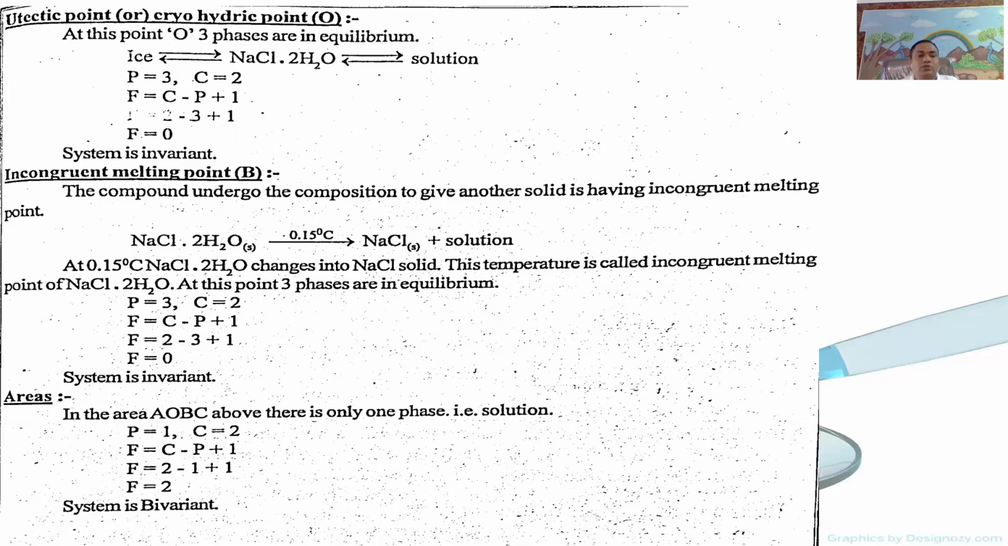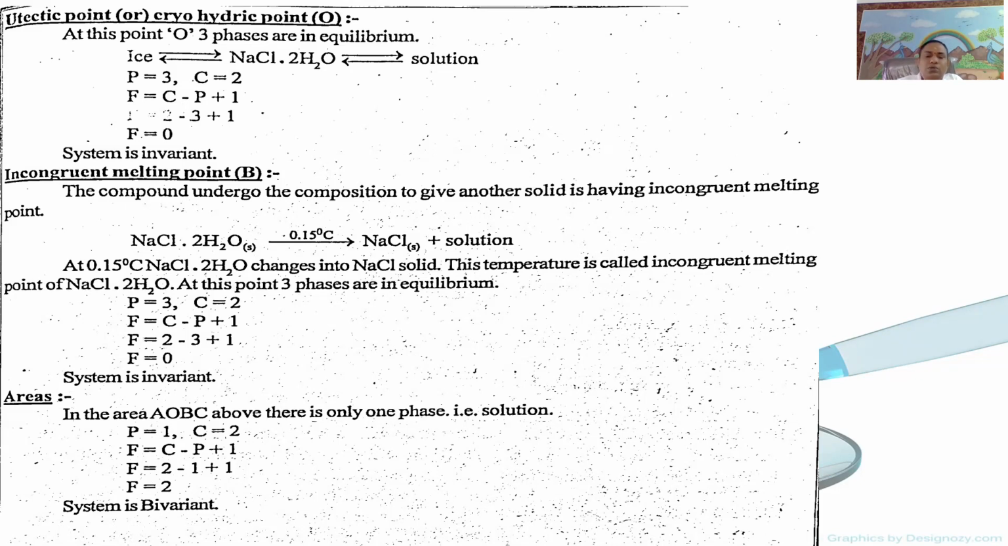Next, areas. In the area AOBC, above, there is only one phase, that is the solution phase. The number of degrees of freedom required to explain any point in the area, based on the reduced phase rule, is F equal to C minus P plus 1, then F equal to 2 minus 1 plus 1. That is F equal to 2. The system is bivariant. This is about the salt water system, that is the sodium chloride water system.